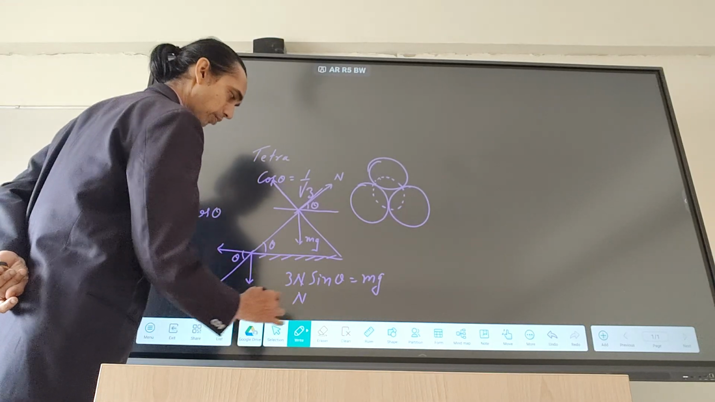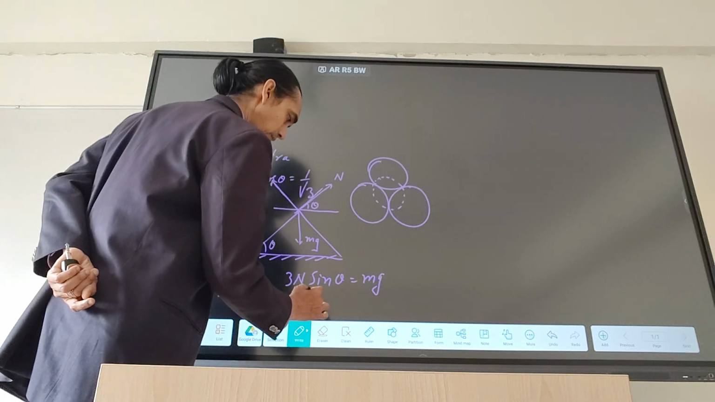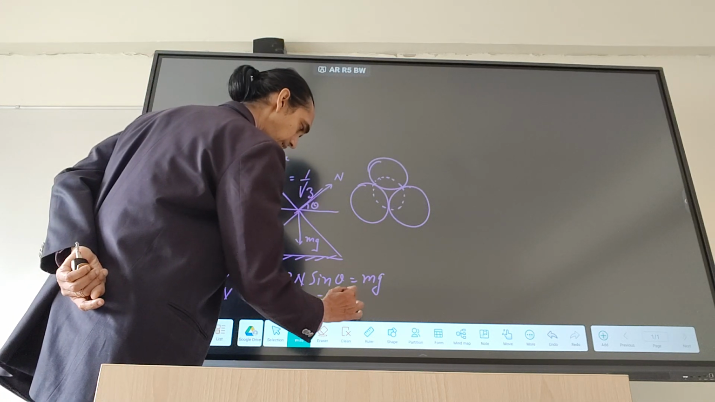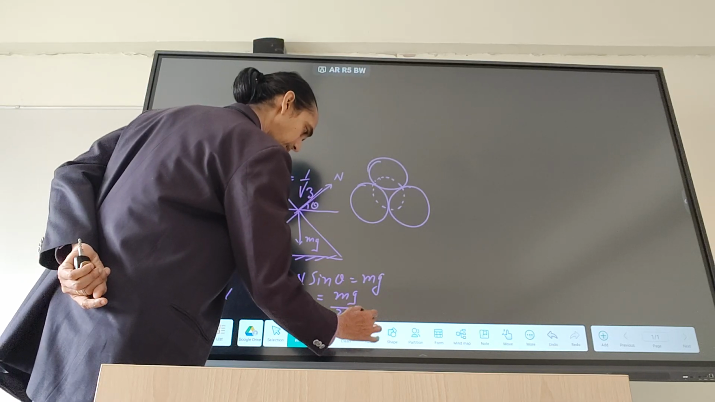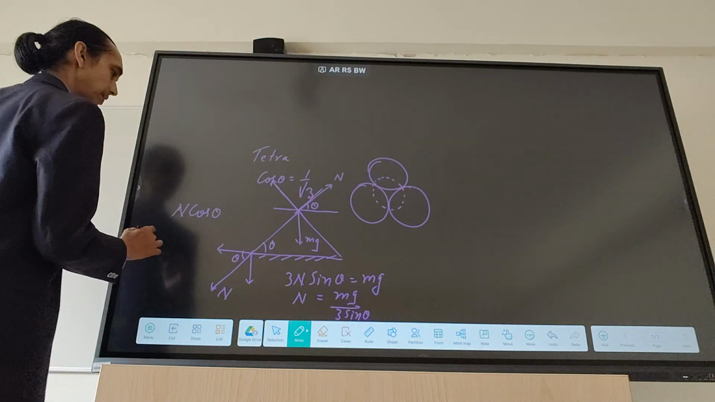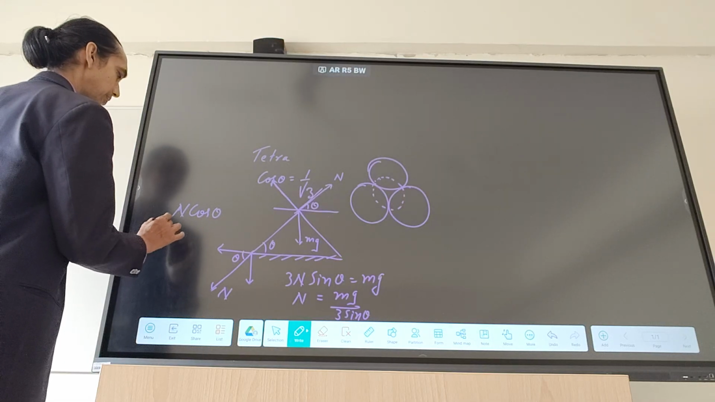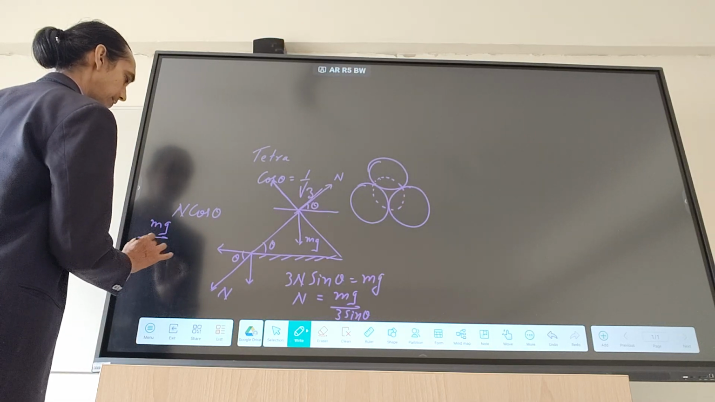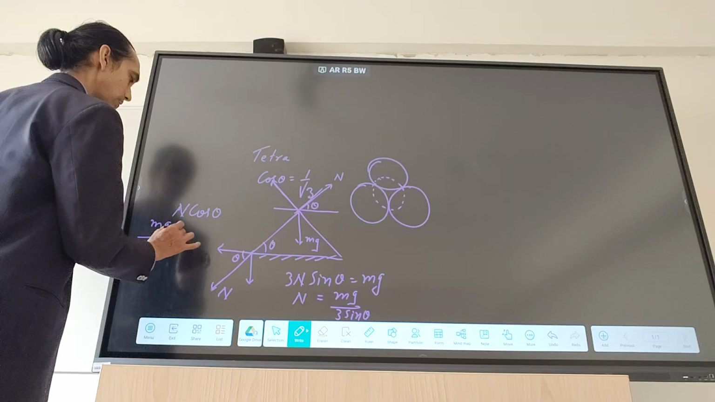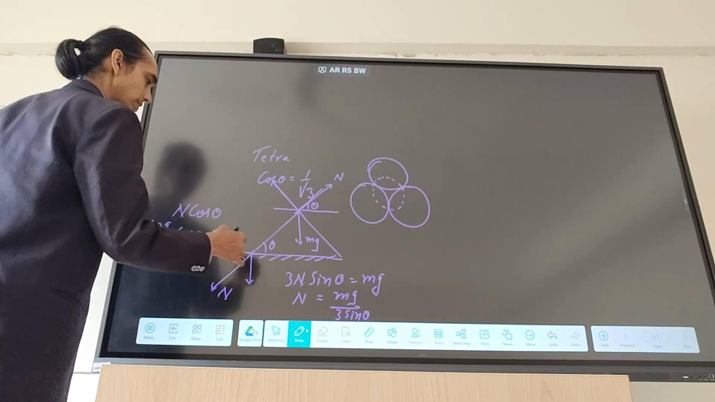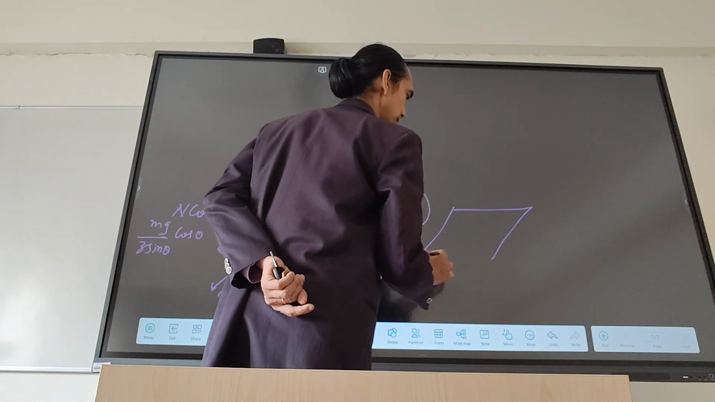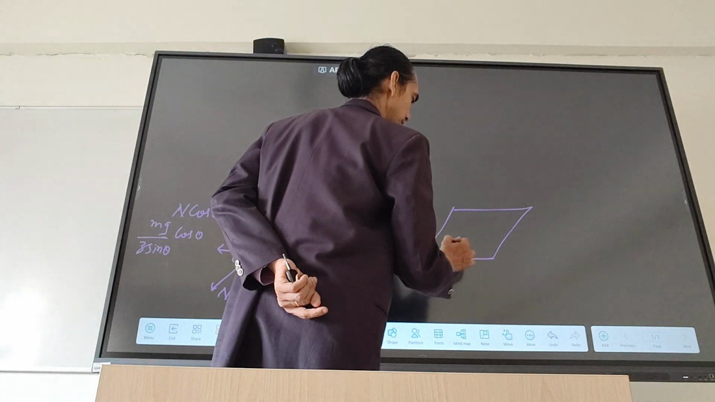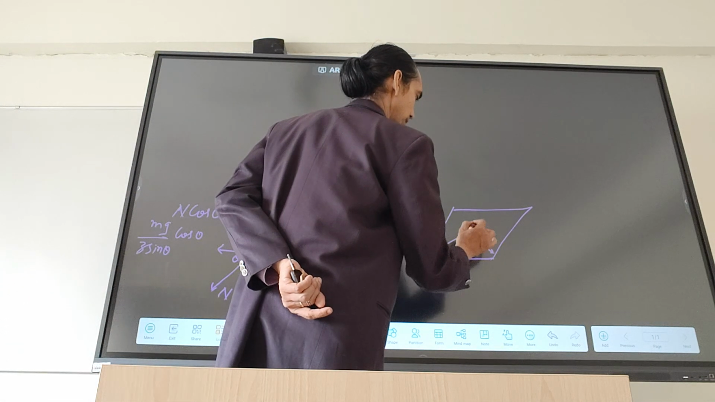From here we'll get N. What is N to read from here? Now N will be mg divided by 3 sin theta. And we mark it as mg divided by 3 sin theta into cos theta. This will be the force in the direction out of the table. This is the table for us, and this force will be in the direction this way, this way, this way.